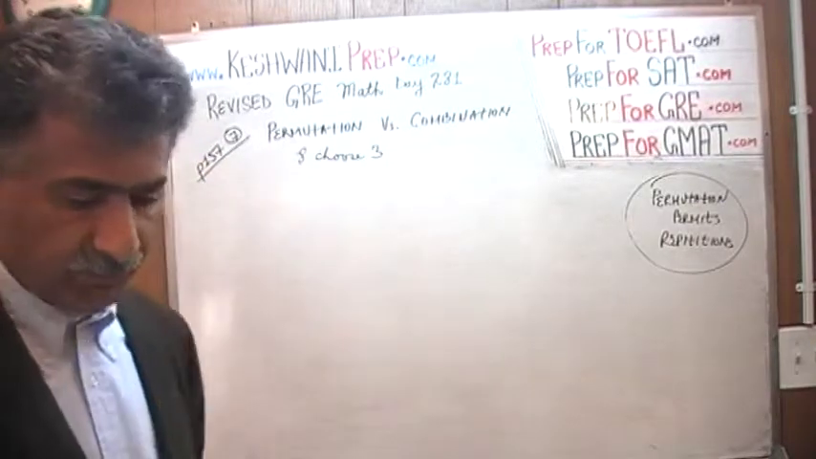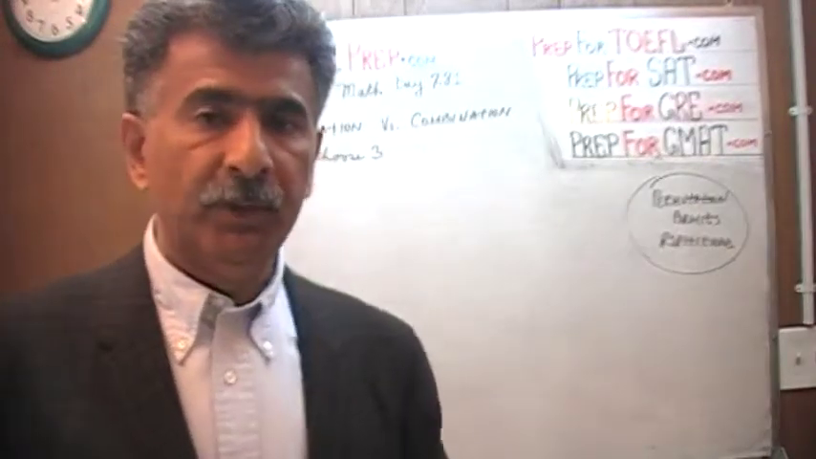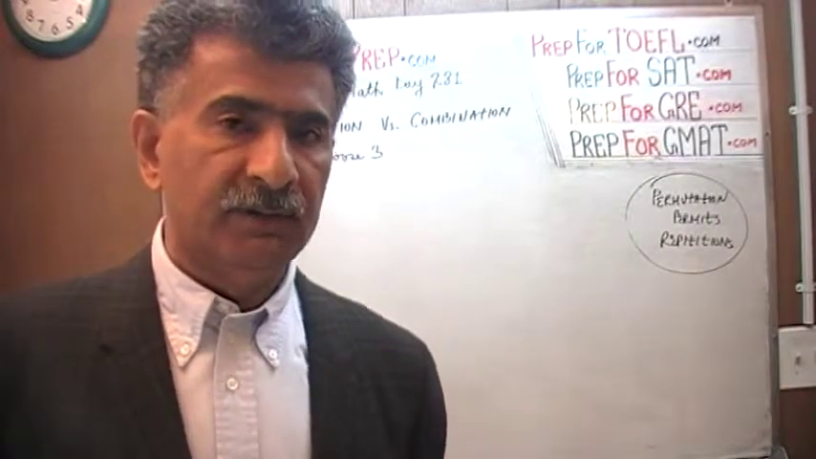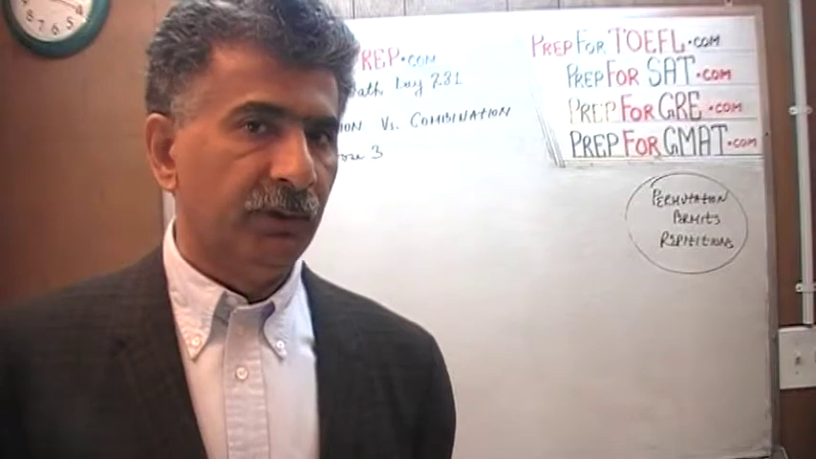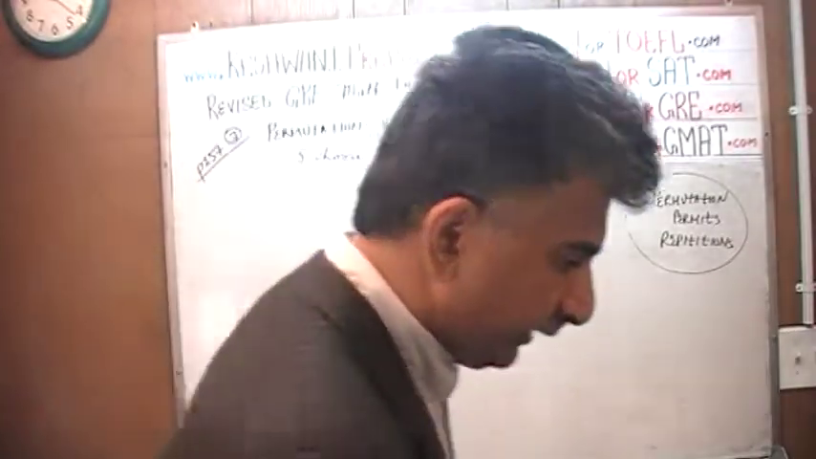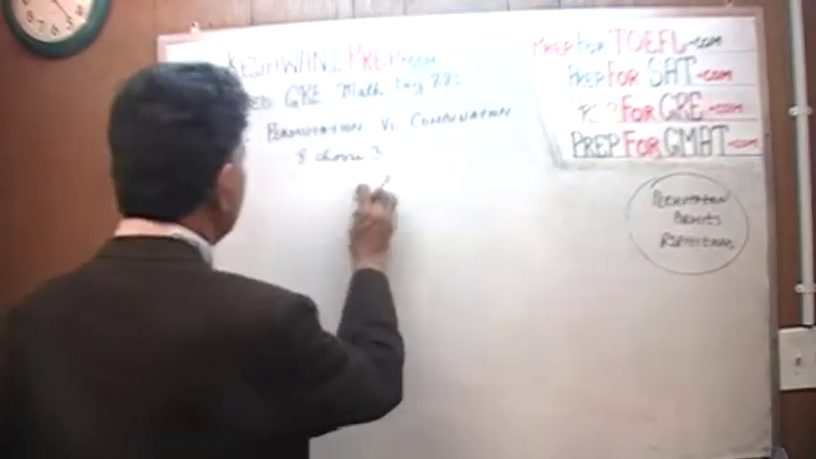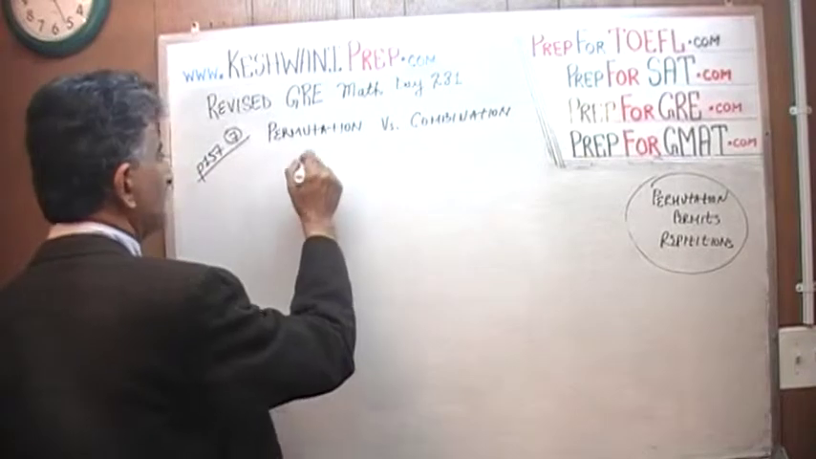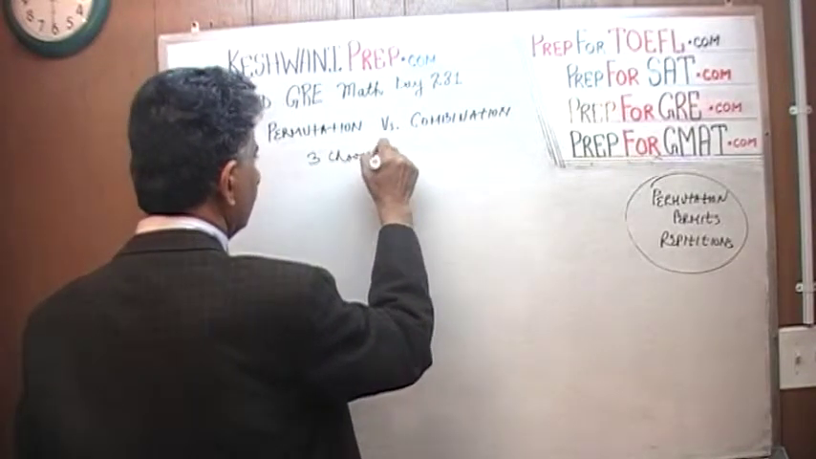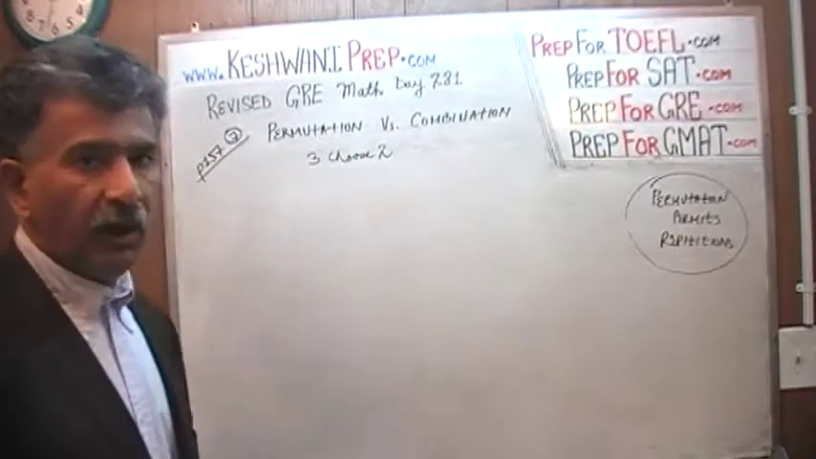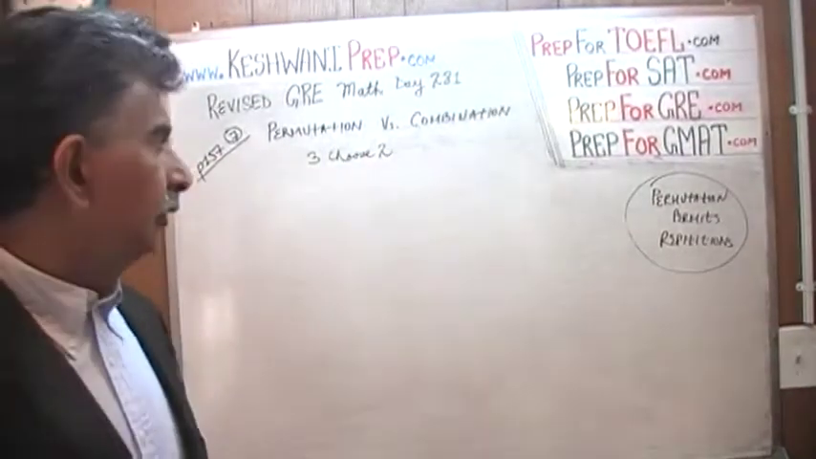So we have 8 people and we have to choose 3. The important concept that we need to understand here is: are we dealing with permutation or are we dealing with combination? To understand that, let's start out with something simple. 3 choose 2. So we have 3 people, out of which we are supposed to choose 2.